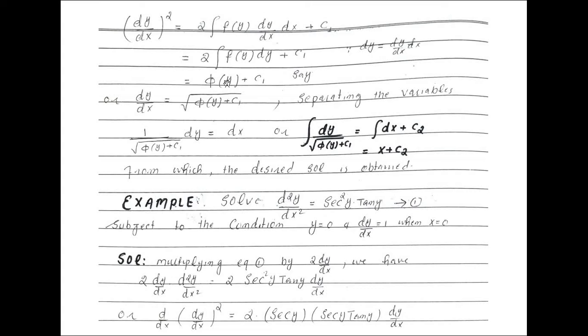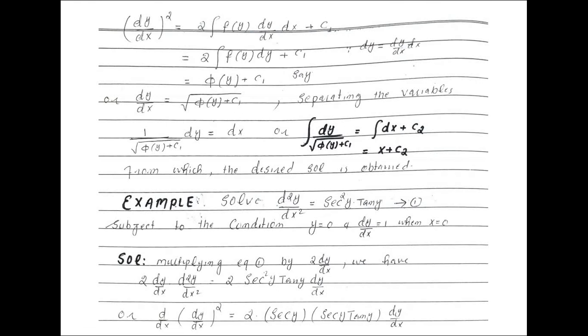Now taking square root of both sides, now separate the variables. So this is the separation. Now integrate both sides. Integral of dx is equal to x. This c2 is constant of integration from which we get the desired solution.